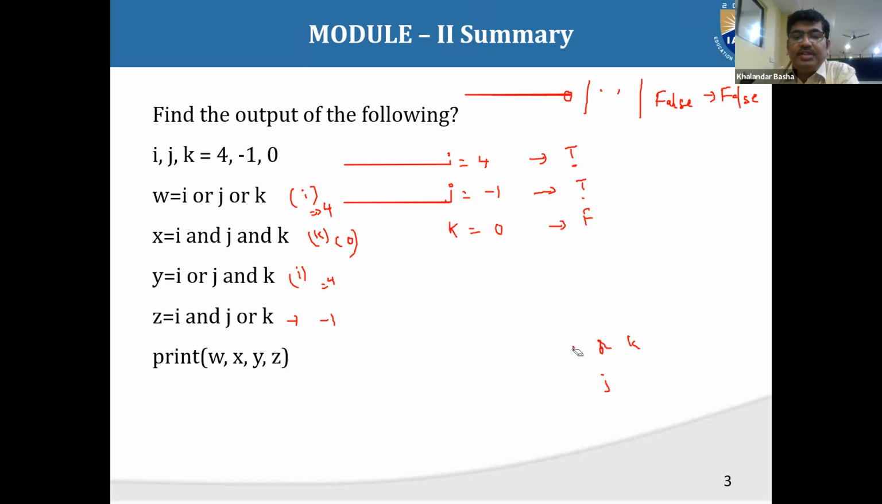So when you print this, what is the value it is going to print? 4. The next one is 0. Next one is 4. Next one is -1. So I'll show this one in the evaluation.